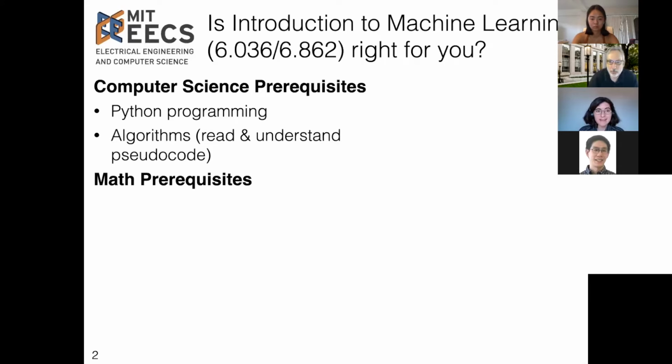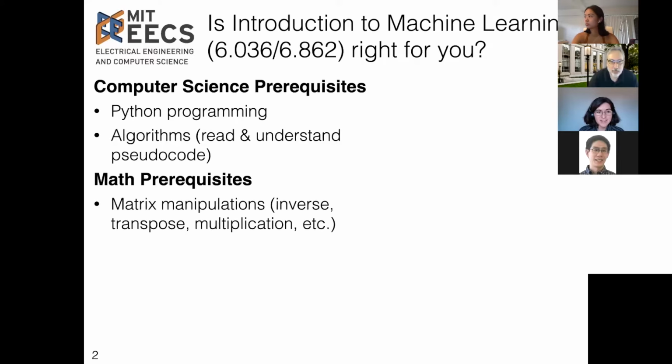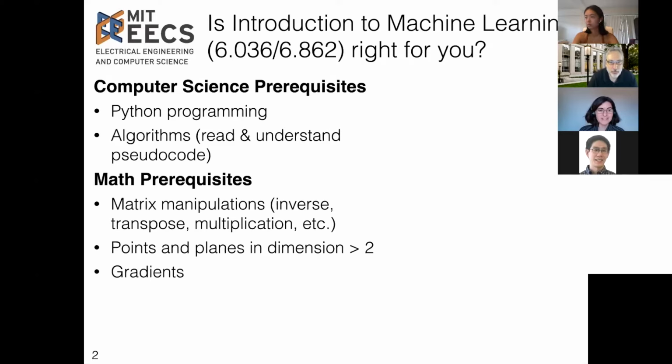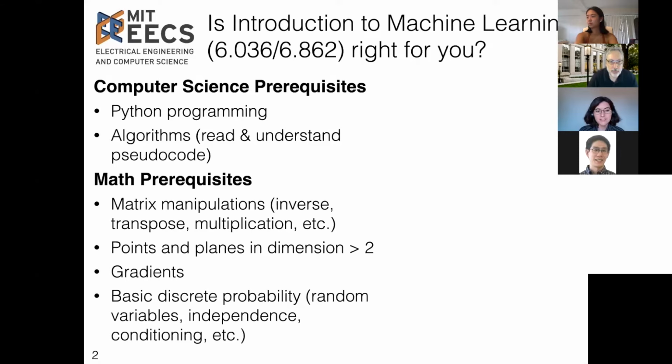We have a number of math prerequisites. We're going to see that that's just really integral to machine learning. So you should be familiar with matrix manipulation, things like the inverse and transpose and multiplication, sort of the standard things we do with matrices. We're going to be talking about points and planes in dimension greater than 2, even starting today. And so that should definitely be something that you're familiar with and able to deal with. Gradients, there'll be gradients all the time. So you'll definitely want to be familiar with those and be able to take gradients. And basic discrete probability. We'll talk about randomness and random variables, independence, conditioning, and things like that.